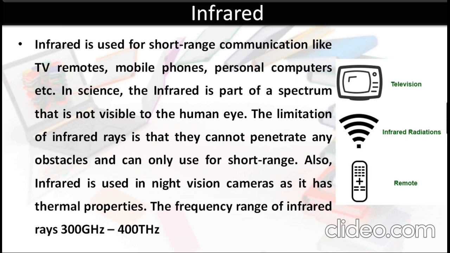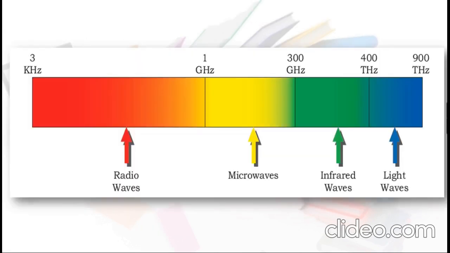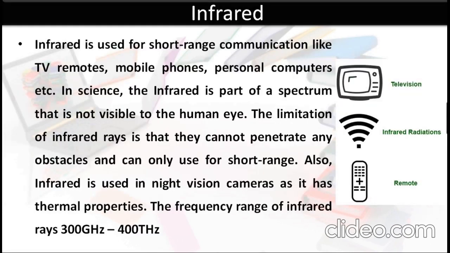So this is how we can use this infrared radiation to change the channels or to increase or decrease the volume of the television, and also operate some of the functionalities. Whatever functionalities are available in the remote, we can operate with the help of this infrared radiation. So infrared is the first one, and it is used for short range communication, like for TV remotes, mobile phones, personal computers, etc.